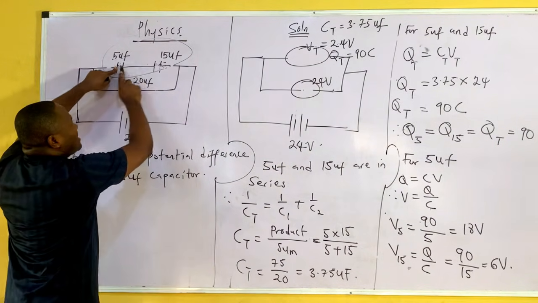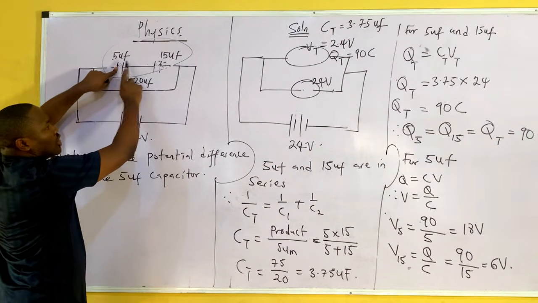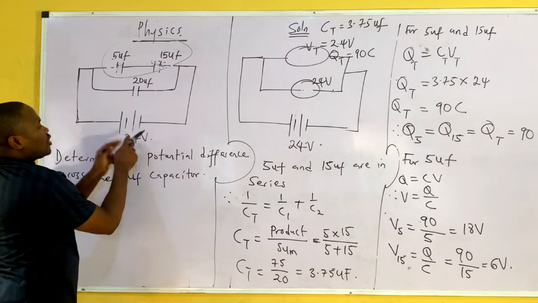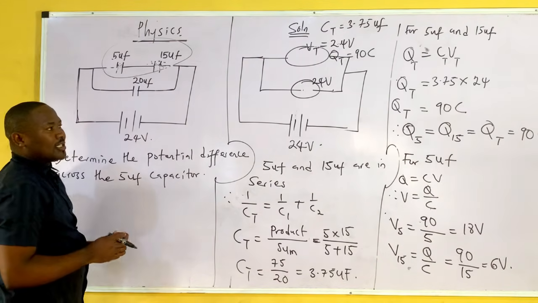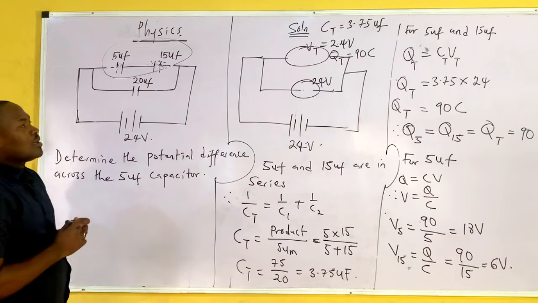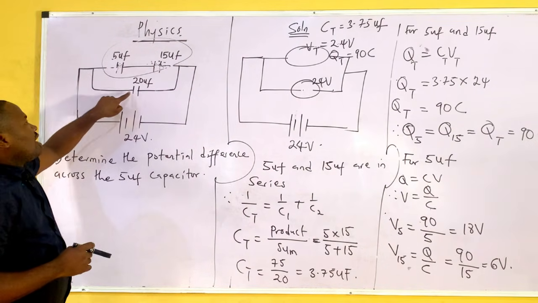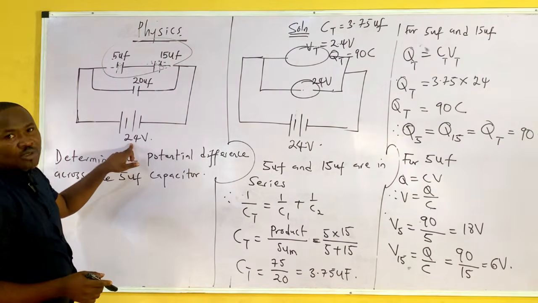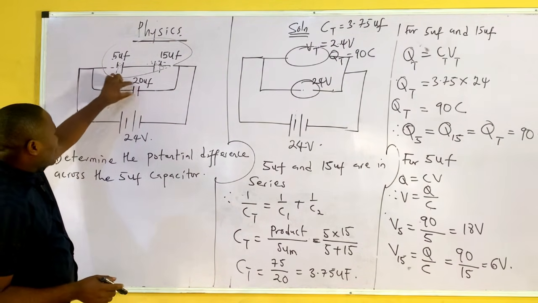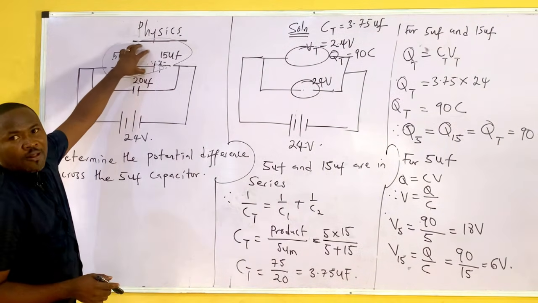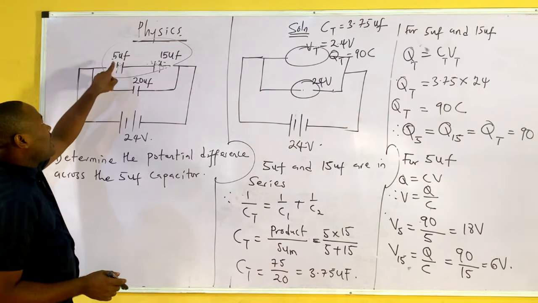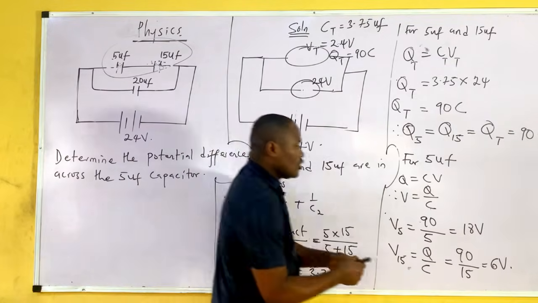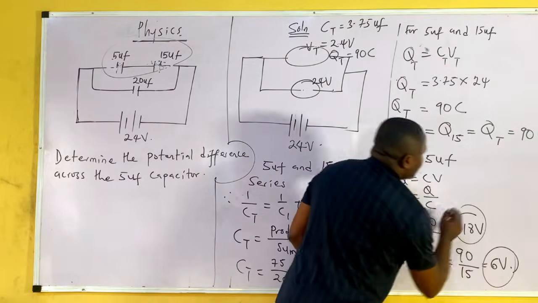So when they are in series, they have the same charge but different voltage. But the total voltage is equal to the total voltage in the circuit. So if you were asked what is the voltage in 20 microfarad, no need to solve. The voltage is equal to 24. 24 here, 24 here, 24 here. But when they ask us to find for either of these two, that's what we just did, all through this calculation, to get 18 and 6 volts.